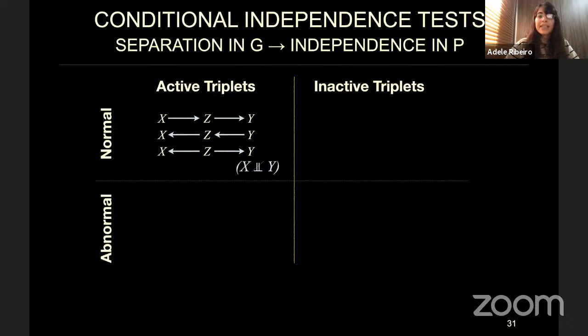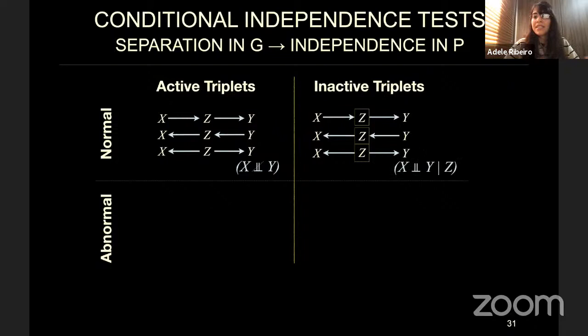However, if I condition on Z, all these three triplets are blocked. We say that they are blocked because the flow of information stops. So in this case, X is independent of Y given the variable Z. So this is the normal behavior. We have this abnormal triplet here, where Z is a collider, if you know this concept.